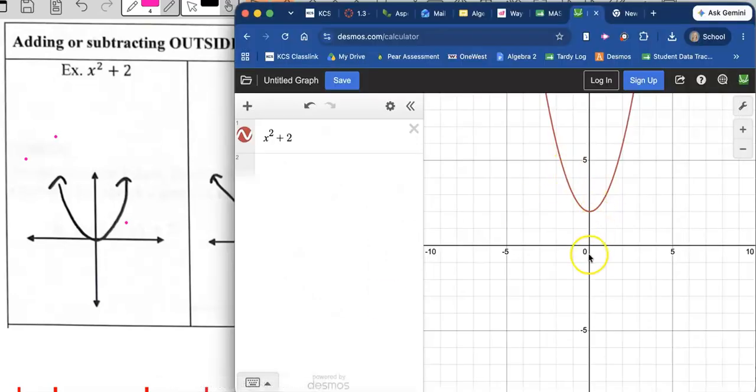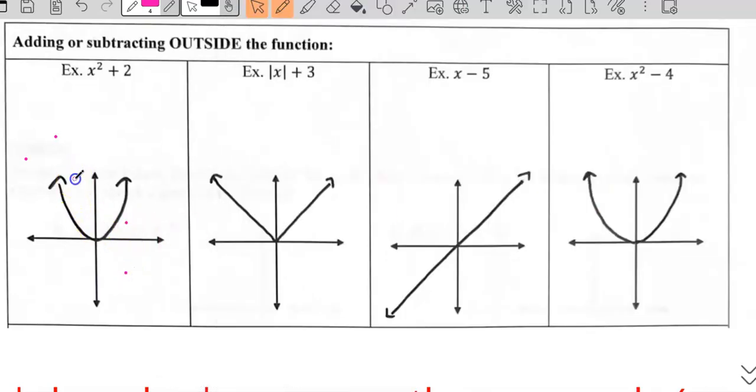So I can see this graph went up 2, so we are going to roughly graph this quadratic. And then right here, we are going to describe it. So I can see that the graph went up, and if you want to be more specific, it did in fact go up 2. Okay, and so we're done with that one.